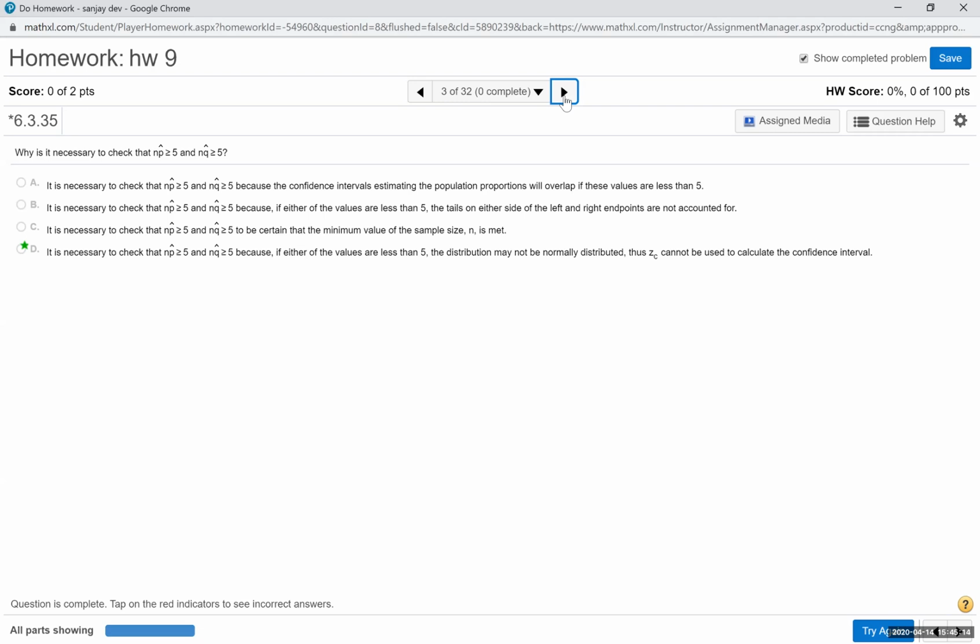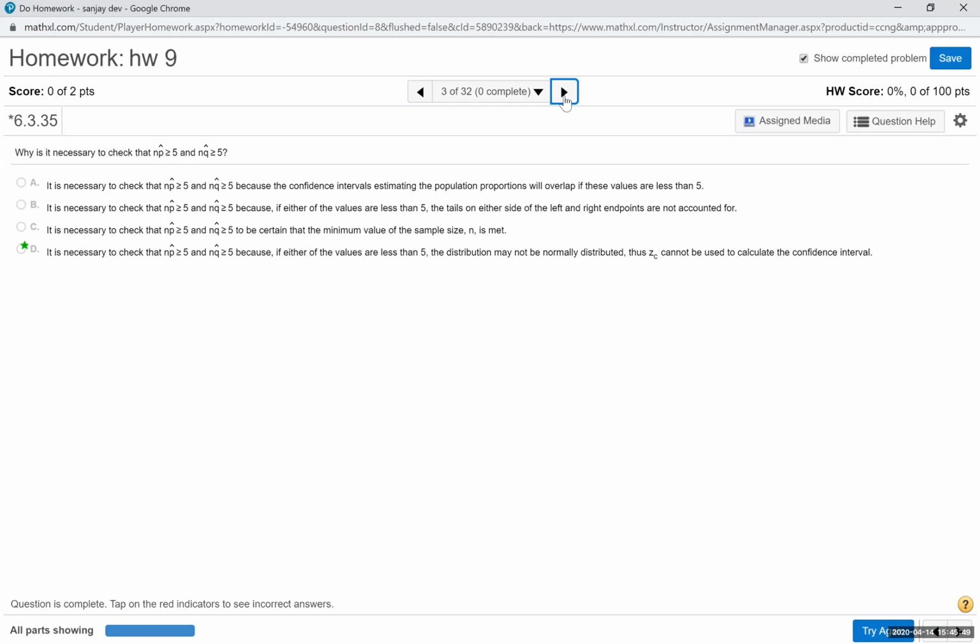On number 3, why is it necessary to check that n multiplied by p hat and n multiplied by q hat, both of them have to be greater than or equal to 5? Now, you see what happens is, this is a requirement. If you do the reading or if you watch the video, you would know that it is necessary to check that n times p hat and n times q hat, both of them are greater than or equal to that number 5, because if either of the values are less than 5, the distribution may not be normally distributed.